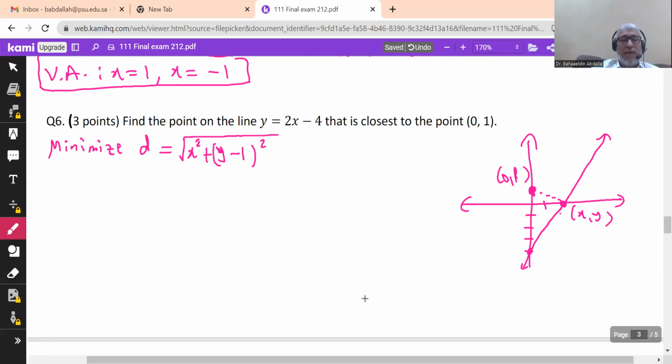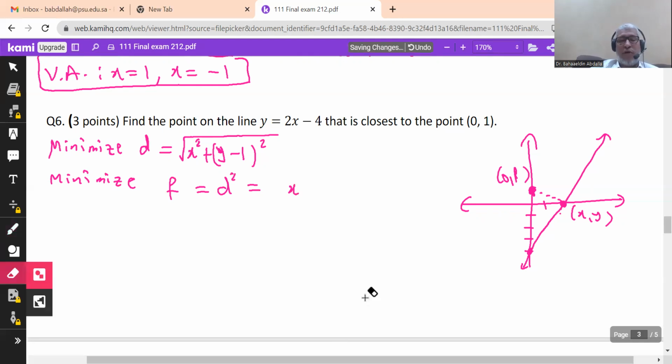And you can change the question to minimize f, which is d squared, without the square root now, because you are raising to the power 2. And I'll have x squared plus y minus 1 squared. And the minimum of d is the same as the minimum of f. Okay. Now, to find the minimum, I have f.